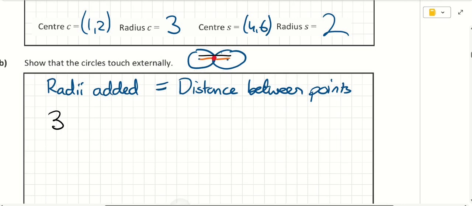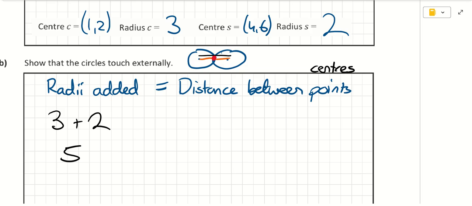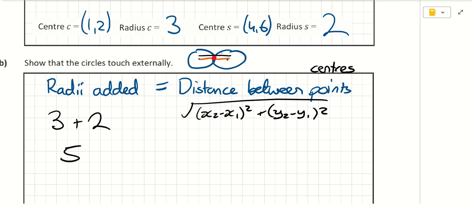So we've got 3 plus 2, so the radius is 5. That's nice and simple. Now the distance between the points, or distance between the centers, might be a better way to phrase it. The distance between the centers. So distance formula, same as in question 1. We've got x2 minus x1 squared plus y2 minus y1 squared. You should really know that off by heart if you can.